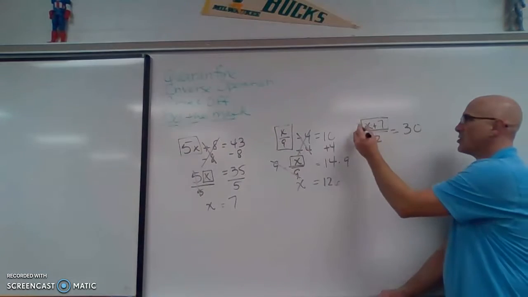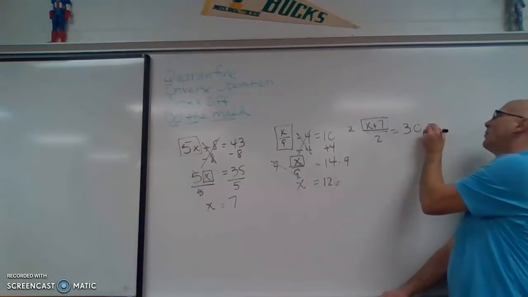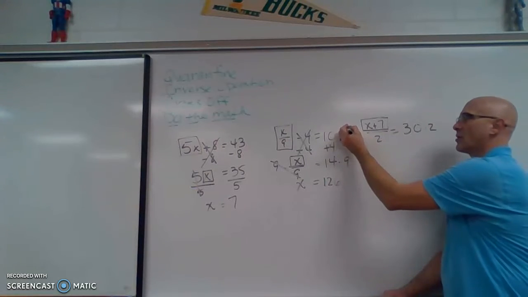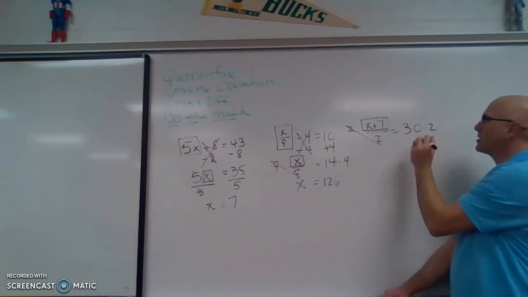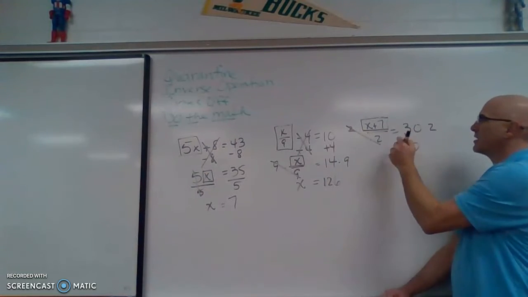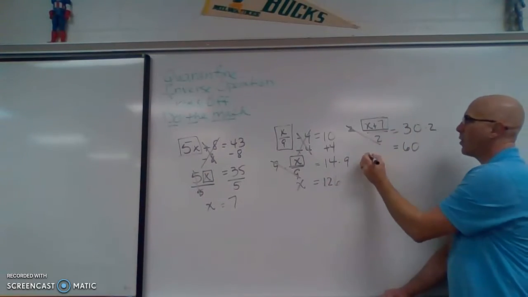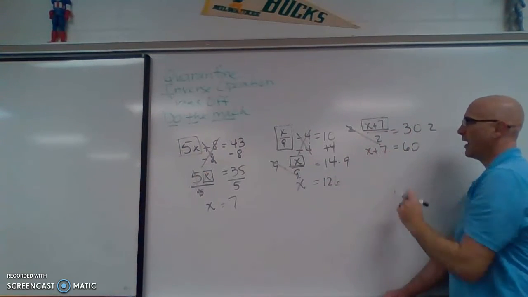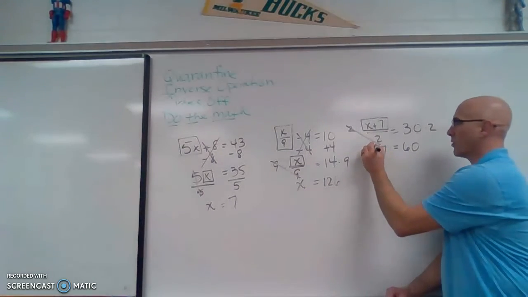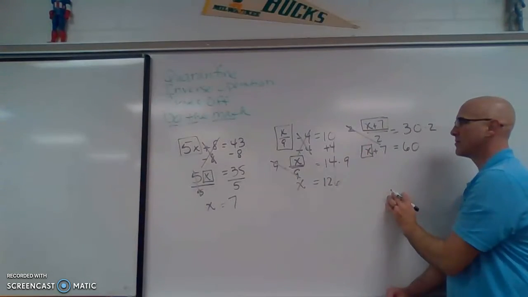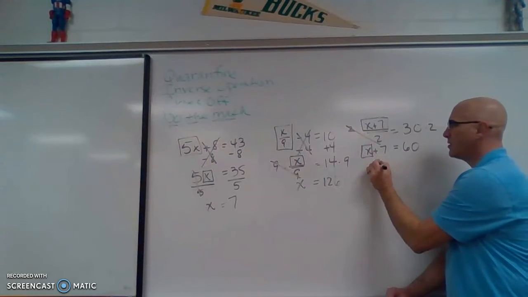The divided by 2 means we are going to multiply by 2. Cross off, do the math. 30 times 2 is 60. And now we're left with what we quarantined, x plus 7. Now we're going to repeat that process. We are going to quarantine the x. So we have plus 7.